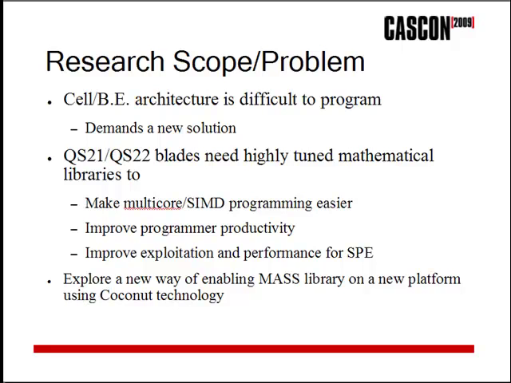Cell Broadband Engine is a hybrid architecture, and therefore it is extremely difficult to program. Traditional programming models do not work, so we need a new approach for this solution. IBM was also trying to introduce QS21 and QS22 blades to the HPC space, and this requires highly tuned math libraries to help make multi-core and SIMD programming easier for users and improve the exploitation and performance of the SPE. We need to explore new ways of enabling MASS libraries on new platforms using the Coconut technology.